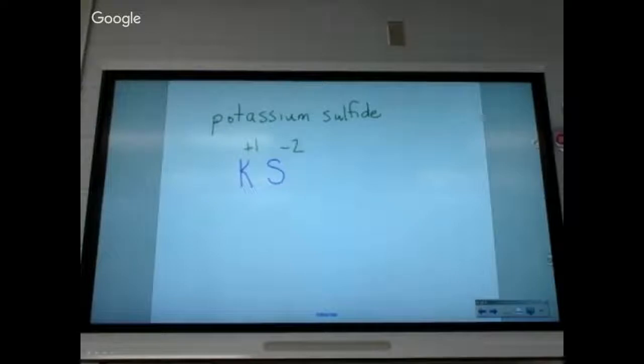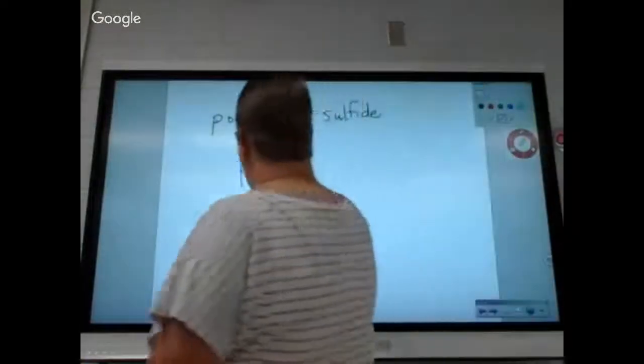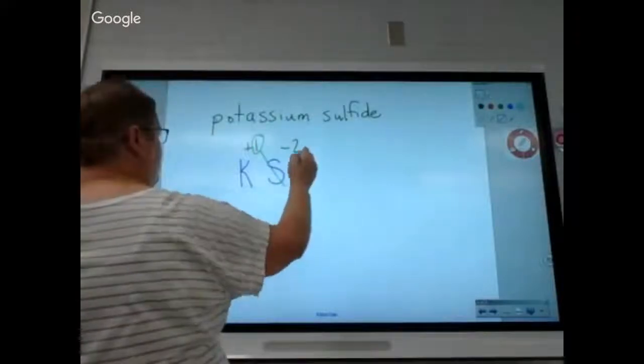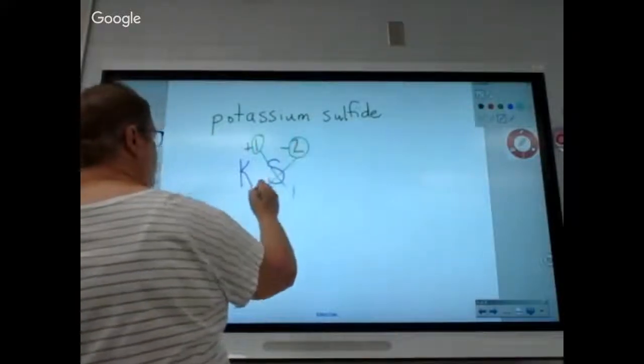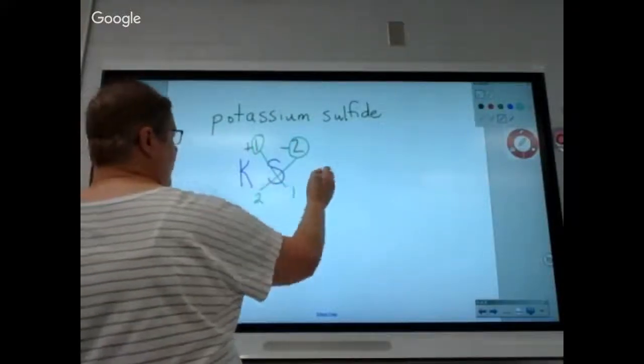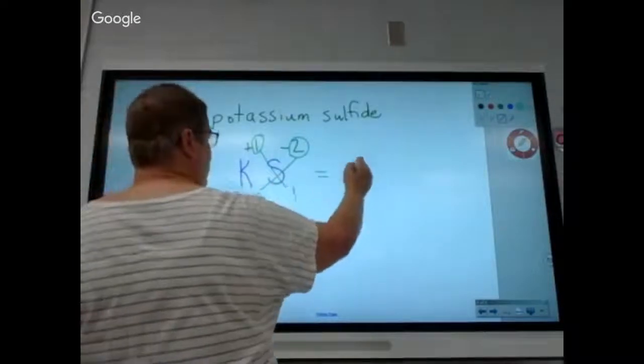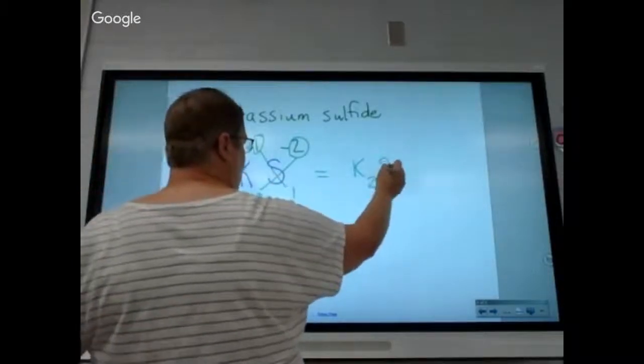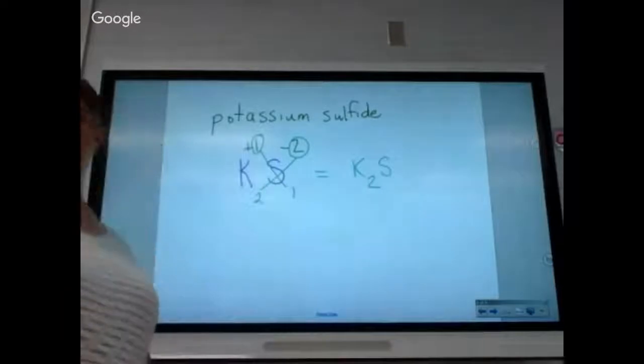All right, so what do I do with that 1 and that 2? The 1 is coming over here, and the 2 is going over there. So you end up with K2S. Everybody okay with that?